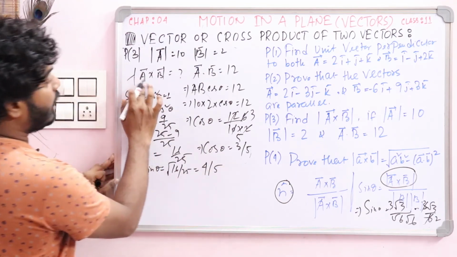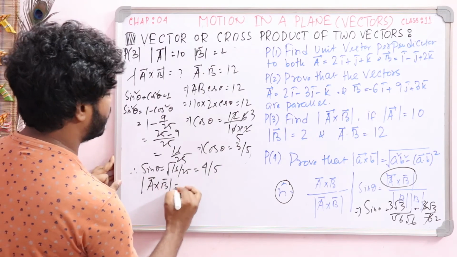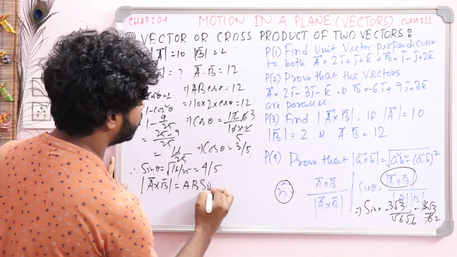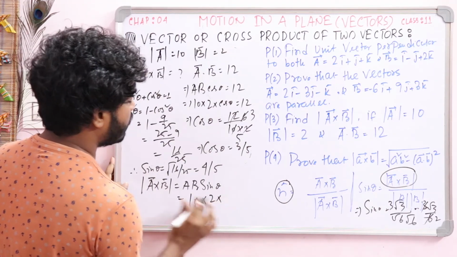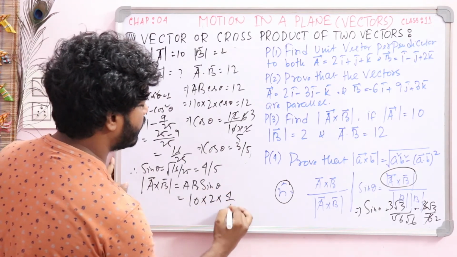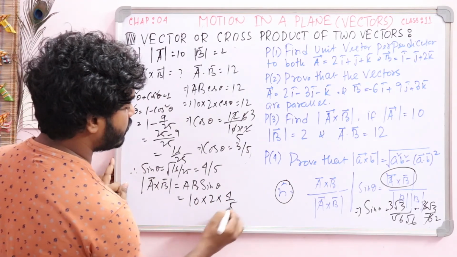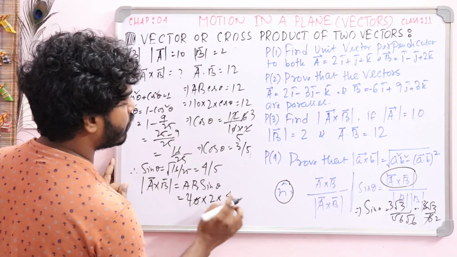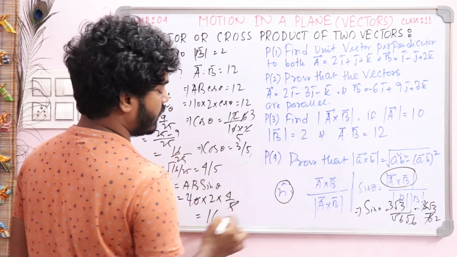Now you find out A cross B, the magnitude of A cross B. The magnitude of A cross B means AB sine theta, only the magnitude value. A value is given as 10, B is 2, and sine theta we already found, that is 4 by 5. So this becomes 2 into 4, 4 fours are 16. So the value of the magnitude of A cross B is 16.